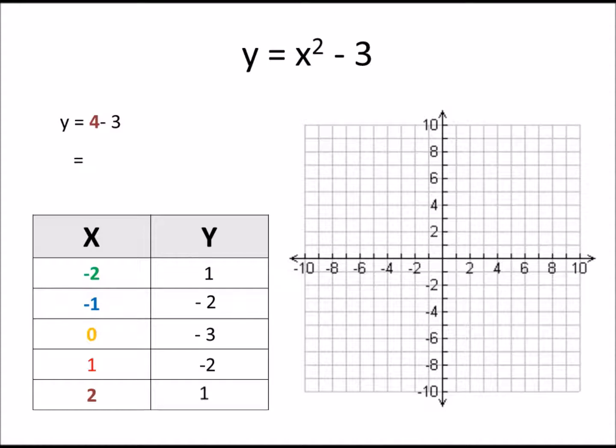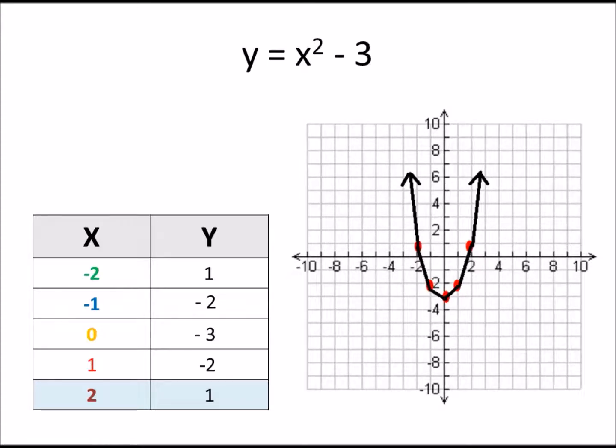So for -2, 1, we're going to put -2, 1. For -1, -2. For 0, -3. For 1, -2. And for 2, +1. So once we're done with that, we're going to go ahead and connect the dots, and it's going to look something like this. It's always going to be a U shape, just like this right here.